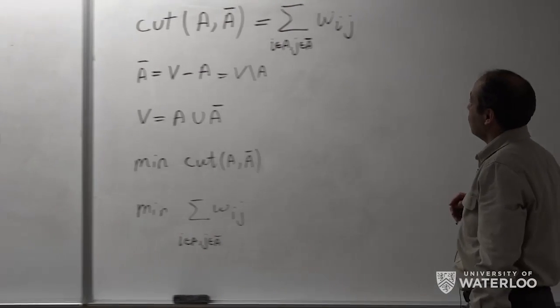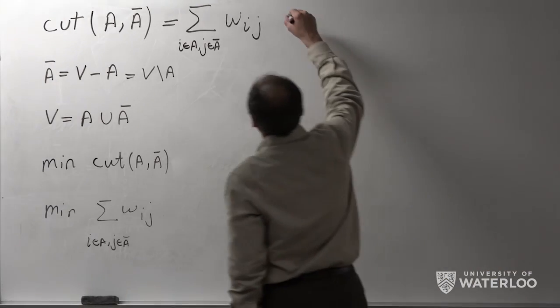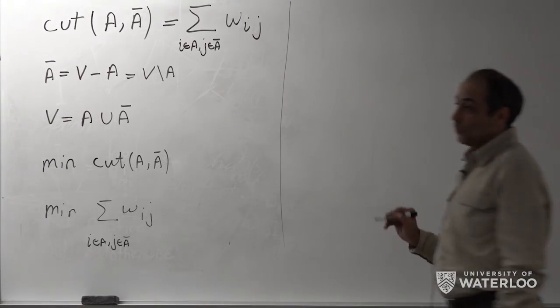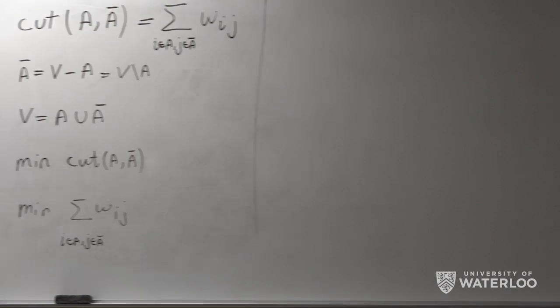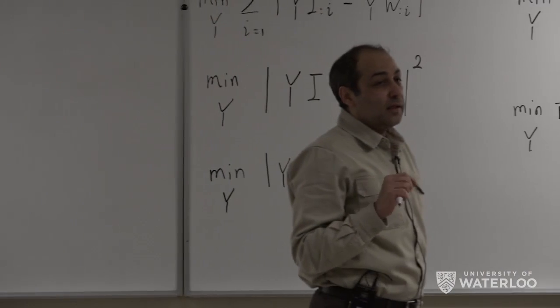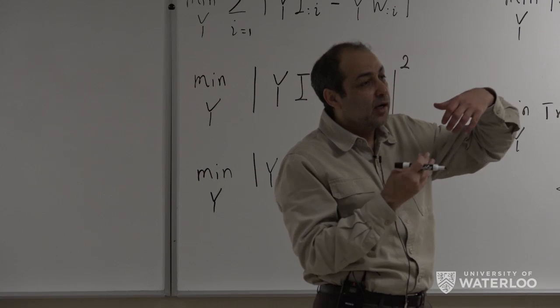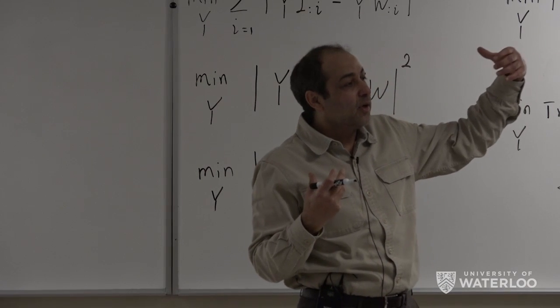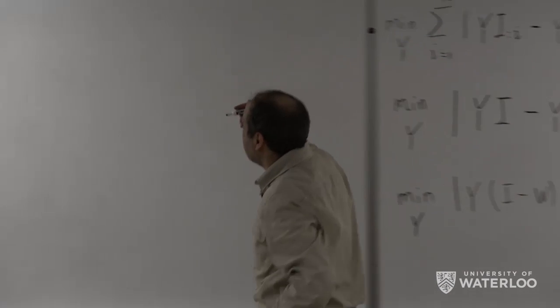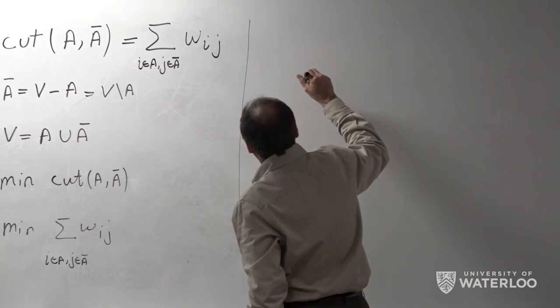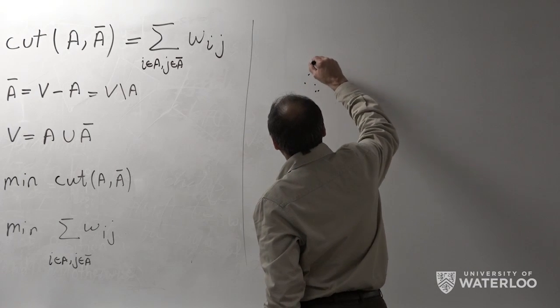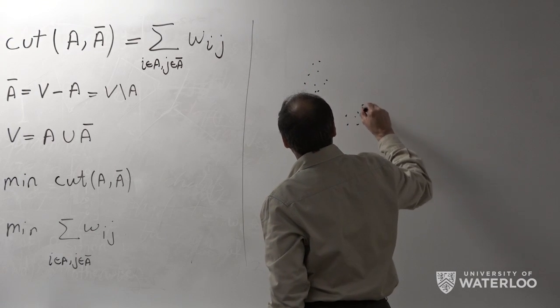So we have to try to solve this, but there is a problem with this intuition that we had so far, and the problem is that it can lead to a solution which makes a very unbalanced A and A bar. You know, in an extreme case, suppose that I have a data like this.